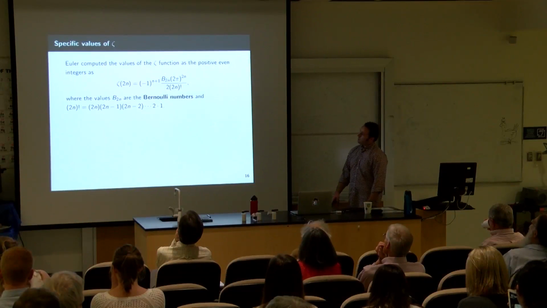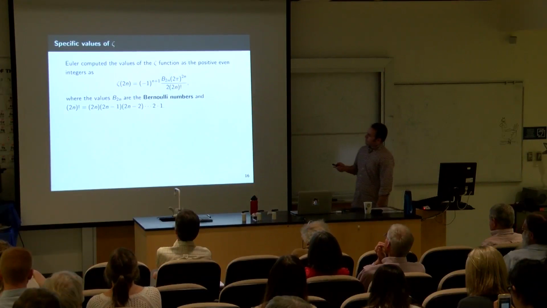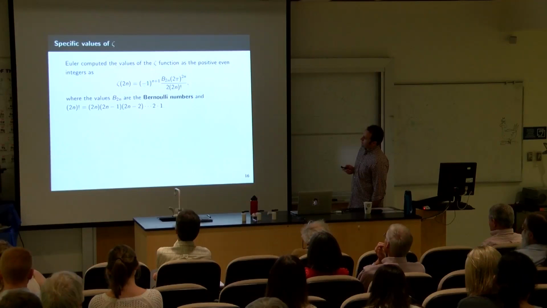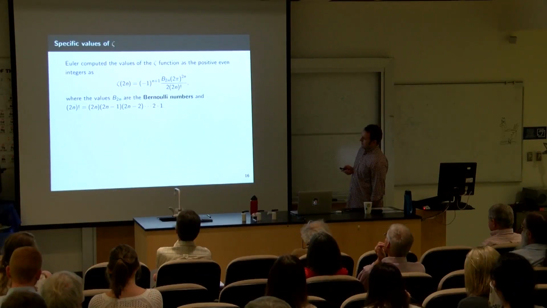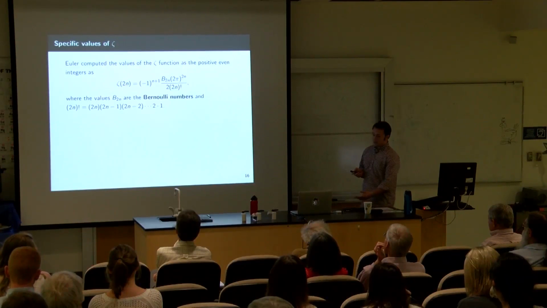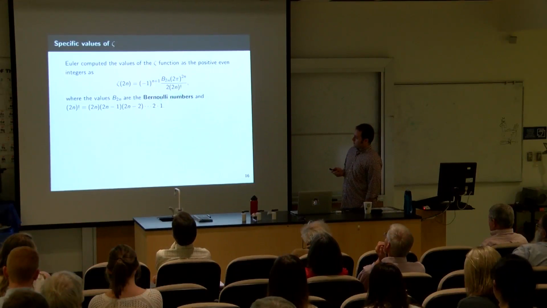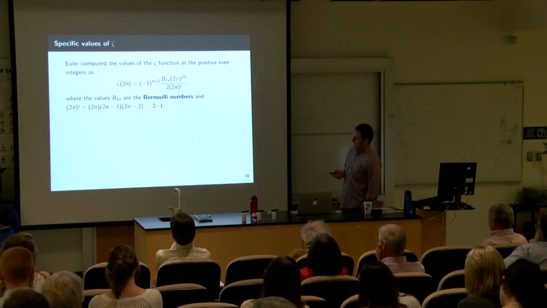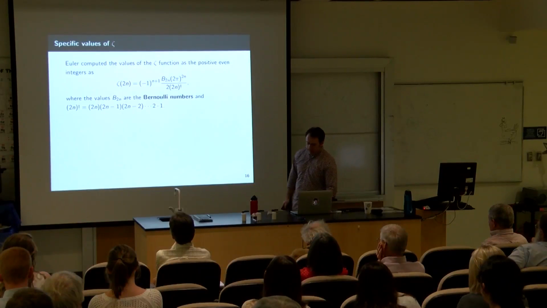So Euler computed some values of the zeta function at the positive even integers. Now this looks kind of strange. The zeta of 2n is minus 1 to the n plus 1, so that's just plus or minus 1, times b_2n times 2 pi to the 2n over 2 times 2n factorial. So these b_2n are Bernoulli numbers. We're not going to define those, but they're just a sequence of rational numbers. And then 2n factorial, that just means the product 2n times 2n minus 1 times 2n minus 2, all the way down to 1. But this is a really cool formula.